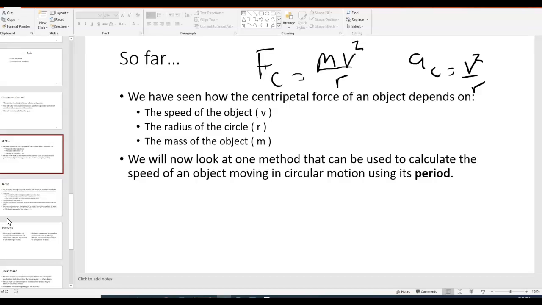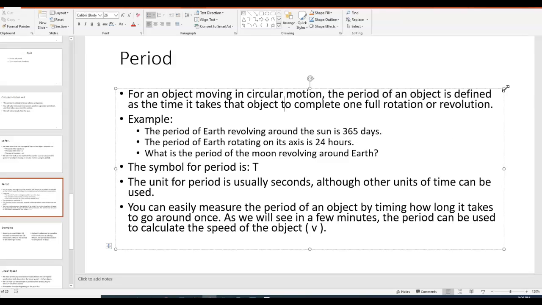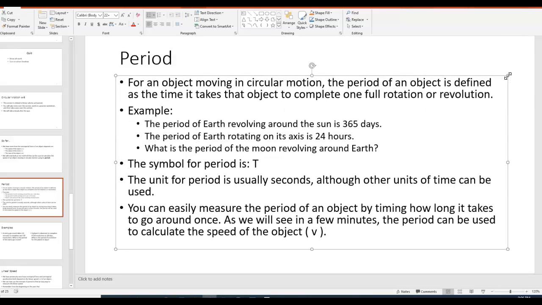So, here's how this works. Okay, please make sure you add this to your notes very carefully. Definitions are really important for you to know. What it says in the notes is that for an object moving in circular motion, the period of an object is defined as the time it takes that object to complete one rotation or one revolution. Okay, let me say it one more time. The period of an object is defined as the time, so period is a measure of time, it takes for that object to complete one single rotation or revolution.